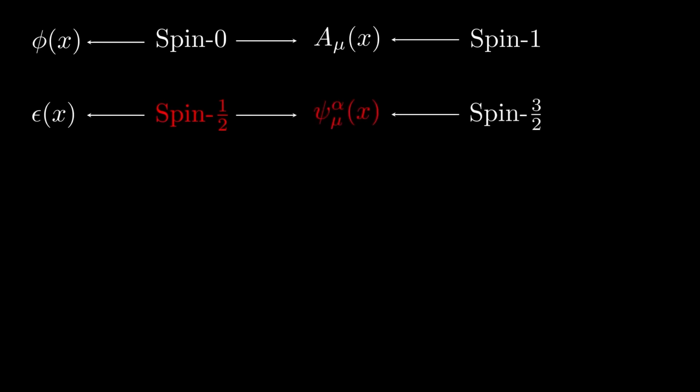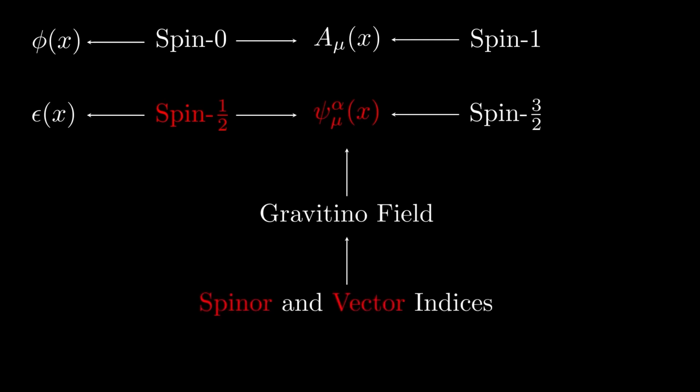So we began with a scalar field of spin 0, and when making the symmetry local, we introduced a gauge field of spin or helicity 1. Our supersymmetric parameter is of spin 1/2, so in this case we will introduce a gauge field of spin 3/2. This is the so-called gravitino field, the supersymmetric partner of the graviton field. Notice how the field has both vector indices and spinor indices.